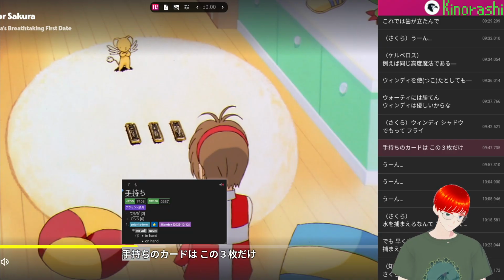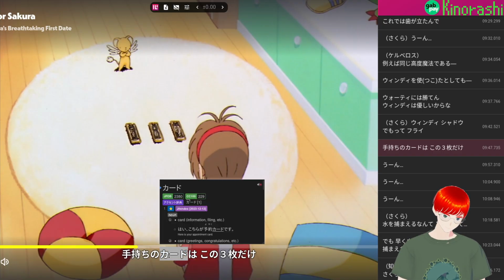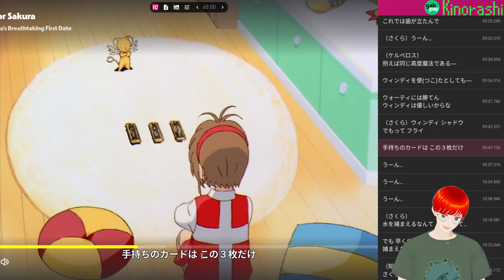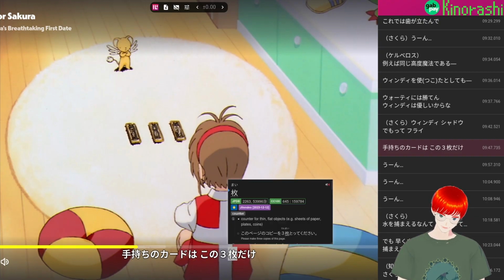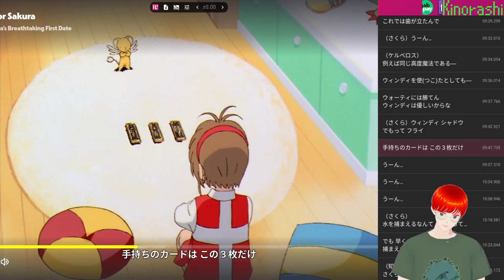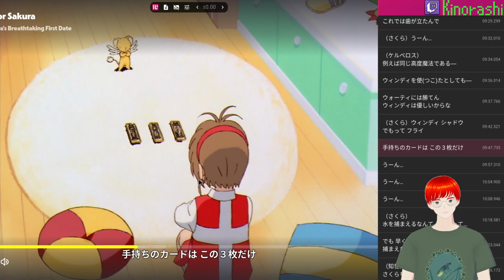Okay, so temochi from te and motsu, meaning on hand. Kado. So on hand cards. Kono sanmai. Mai is a flat object. So that's how you say three flat objects. Kono sanmai dake. So we just have these three cards on hand.